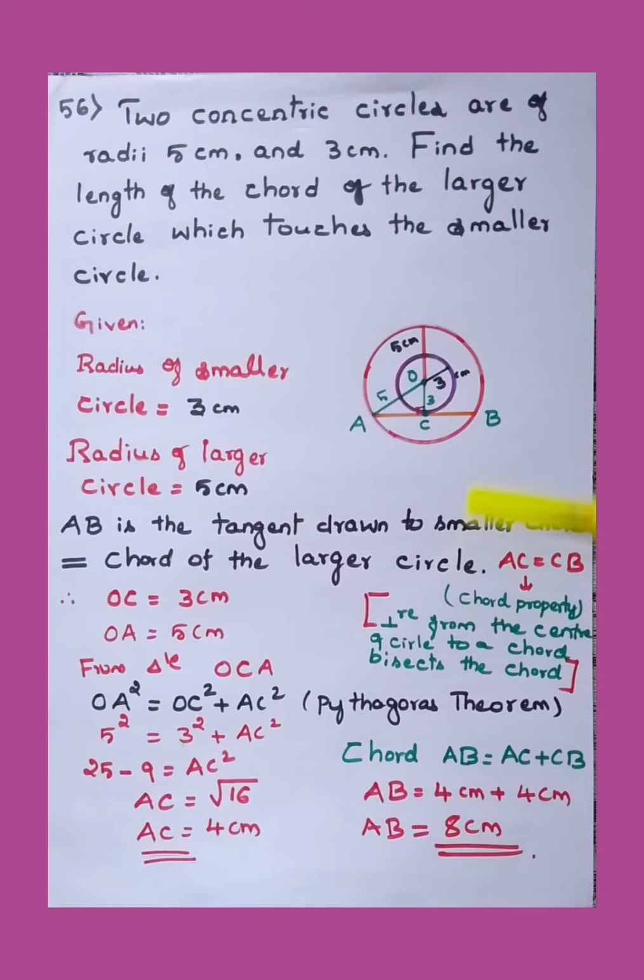And we have to find the length of the chord. So we have already stated here that by the chord property, AB will be equal to AC plus CB. Now we got the value of AC, which is equal to CB. So if AC is 4 cm, CB is also 4 cm. So 4 plus 4 is 8 cm. Therefore the length of the chord is 8 cm.